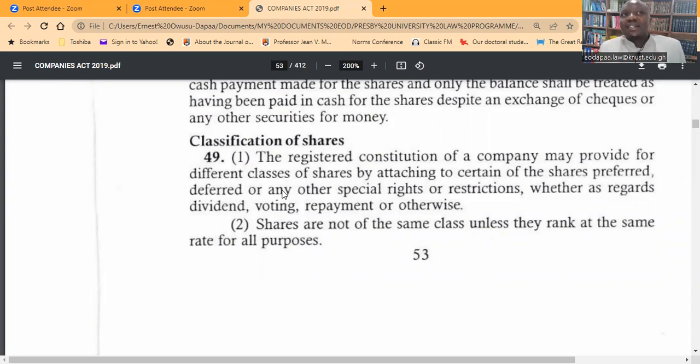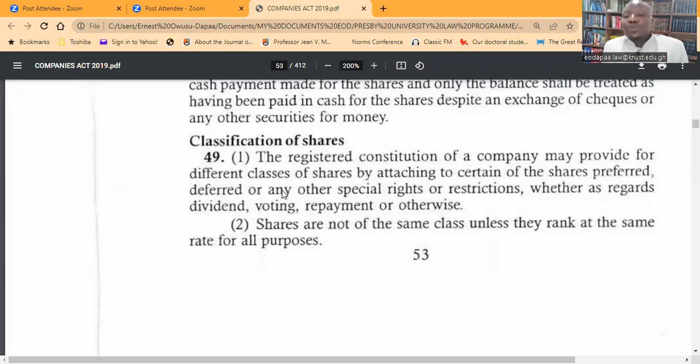You could say that, yes, the law provides that each share shall have at least one vote. If you remember, when we were discussing rights of members, each share shall have at least one vote. And I'm referring you to sections 33 and 34. Now, the law did not say that you cannot allow certain shareholders to have more votes than others.